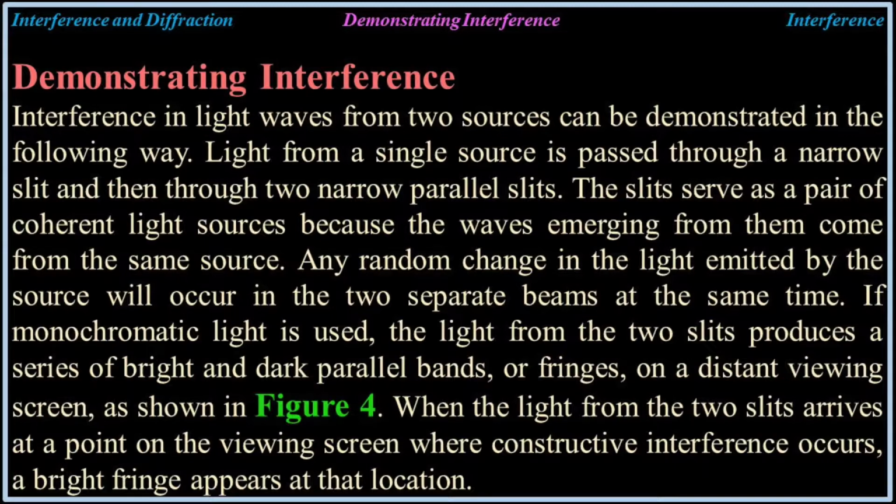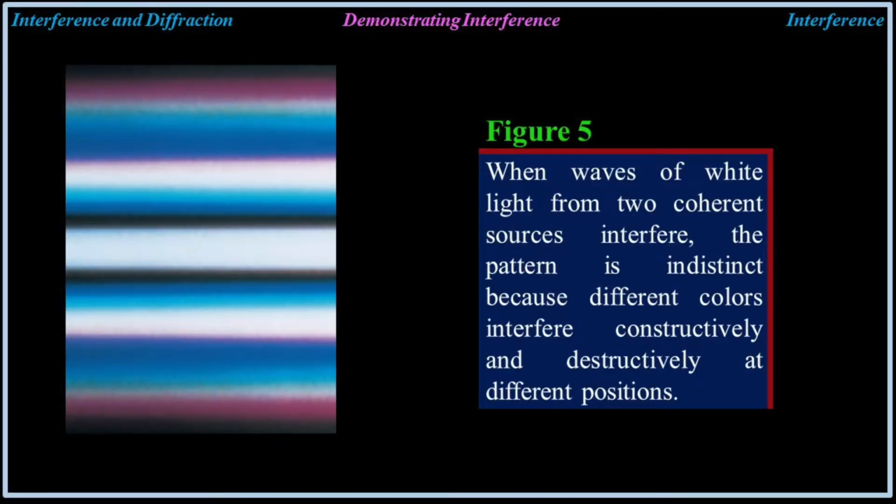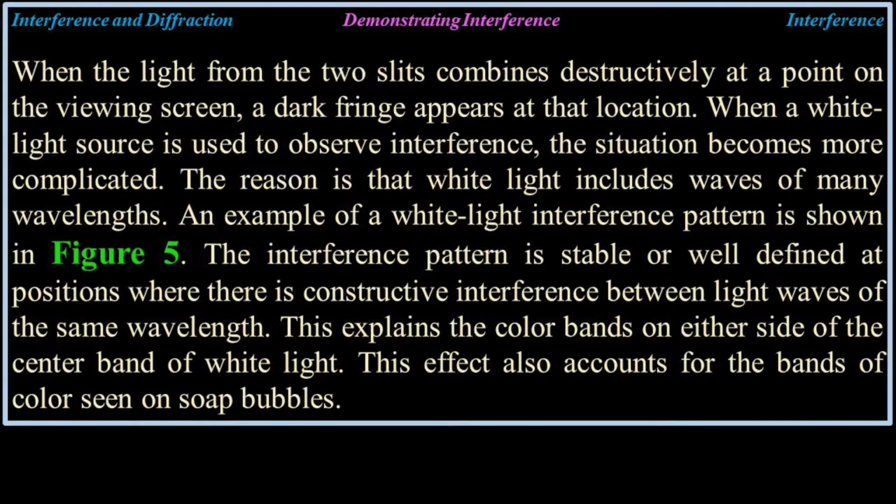When the light from the two slits arrives at the point on the viewing screen where constructive interference occurs, a bright fringe appears at that location. Figure 5: when waves of white light from two coherent sources interfere, the pattern is indistinct because different colors interfere constructively and destructively at different positions. When the light from the two slits combines destructively at a point on the viewing screen, a dark fringe appears at that location.